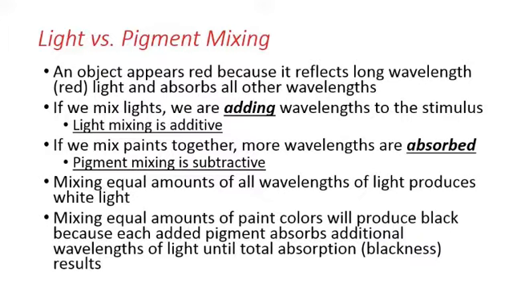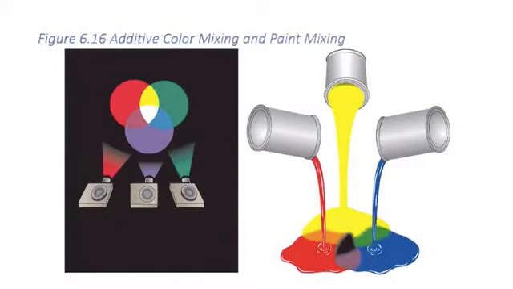So mixing equal amounts of all wavelengths of light produces white light, but mixing equal amounts of paint colors will produce black, because each added pigment absorbs additional wavelengths of light until there's sort of a total absorption of all possible wavelengths, or blackness. And that's just showing the additive versus subtractive concept with mixing lights versus paints.